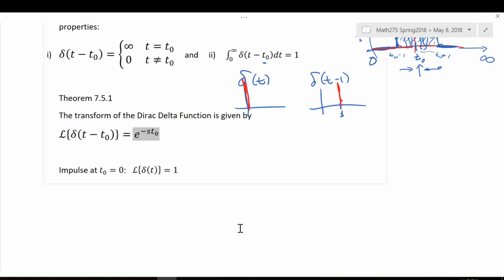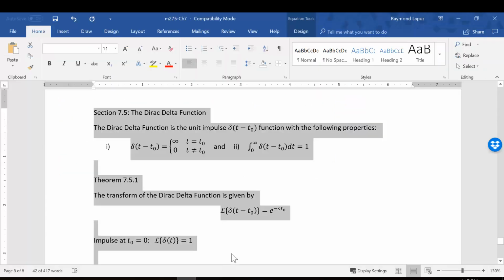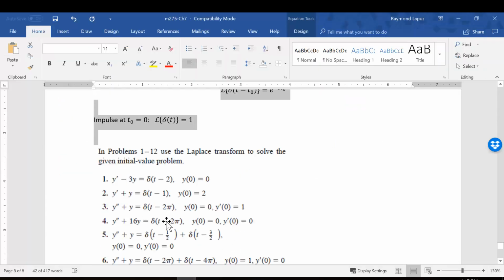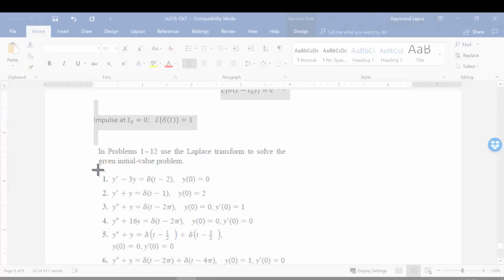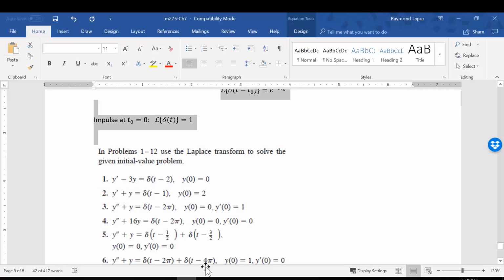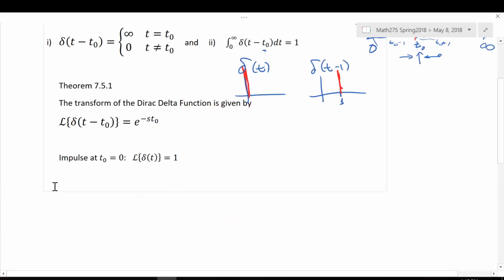All right, let's do an example. There's a bunch of examples here. Should we do number 1 first? Let's try to ease into this. So we have this differential equation, and it is equal to the delta function, t minus 2.